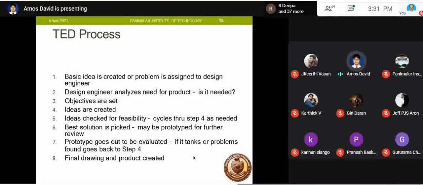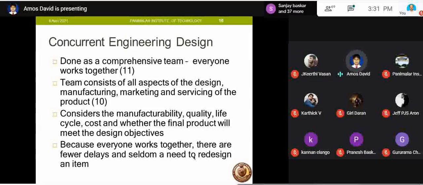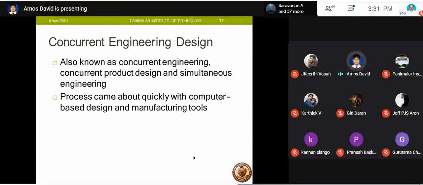So whatever I discussed so far for the past few minutes is a traditional engineering design approach. This is a traditional, or we can also say conventional, method of designing something. Alright, there's something called concurrent engineering design. Alright, what happens in concurrent is, I'll show you the picture.